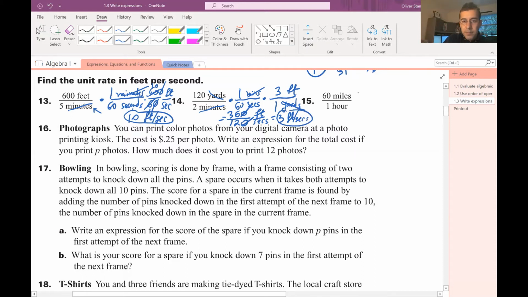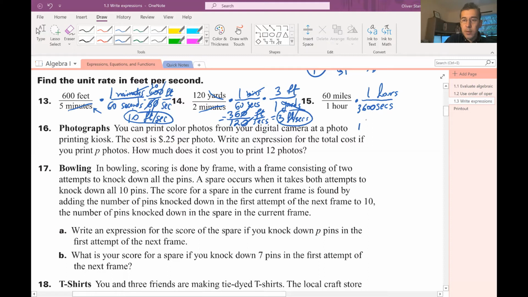Okay, next one. 60 miles over 1 hour. So let's do the seconds first. So we need seconds on the bottom. So hours we need on the top, so they cancel out. Okay. Now 1 hour has how many seconds? So 1 hour has 60 minutes, and each minute has 60 seconds. So 60 times 60 is 3,600. So 3,600 is going to come here.